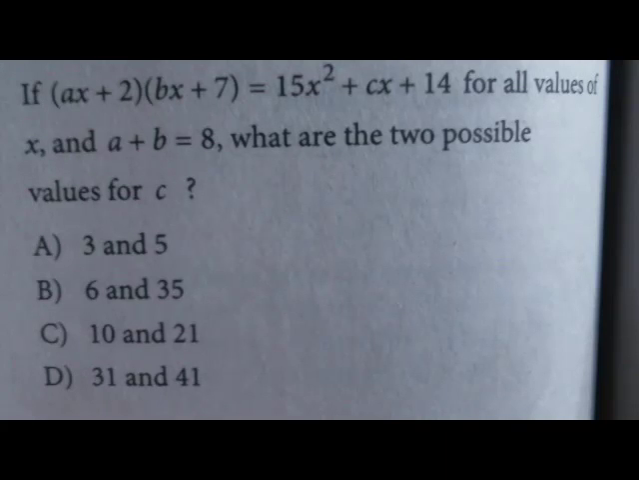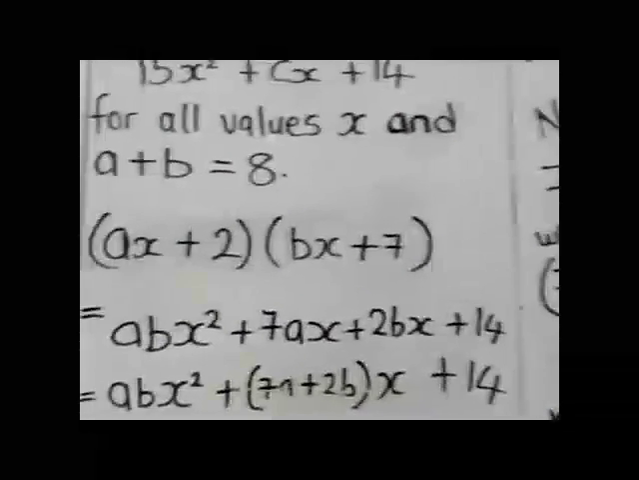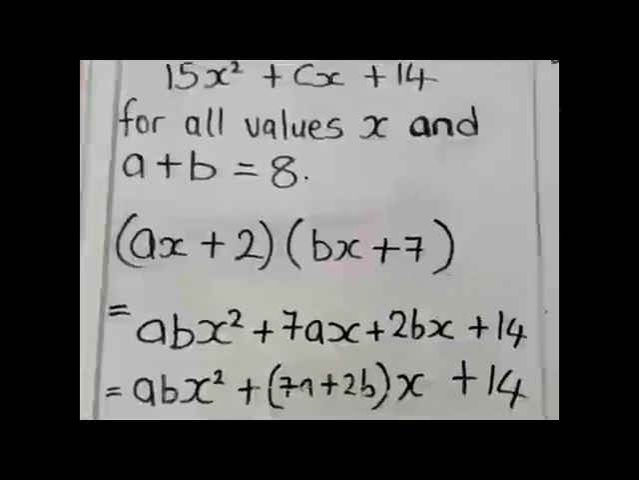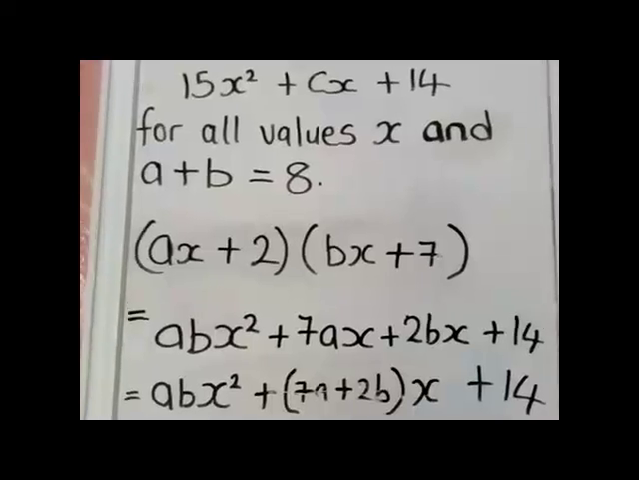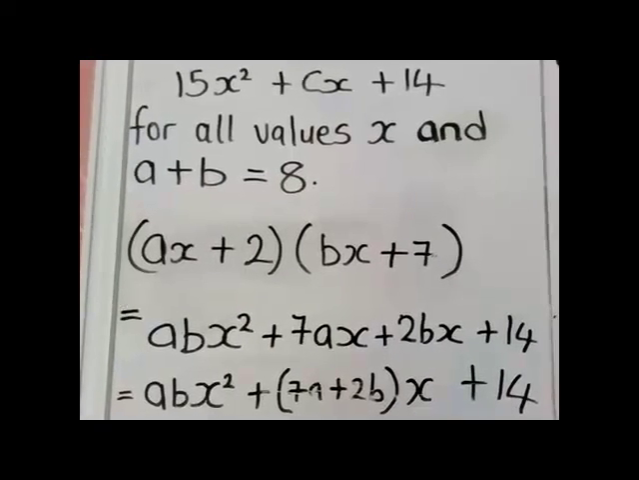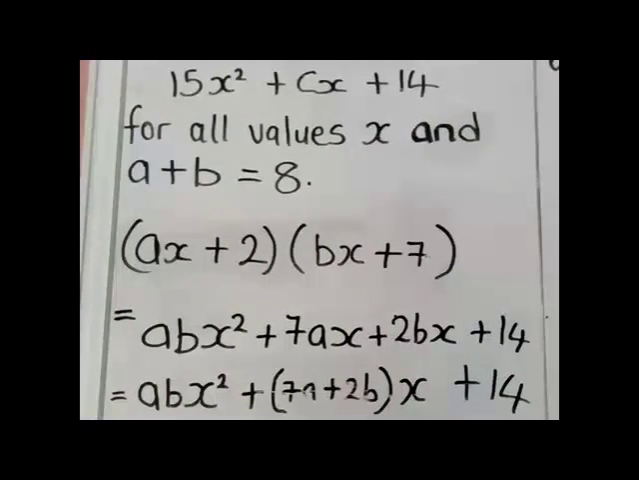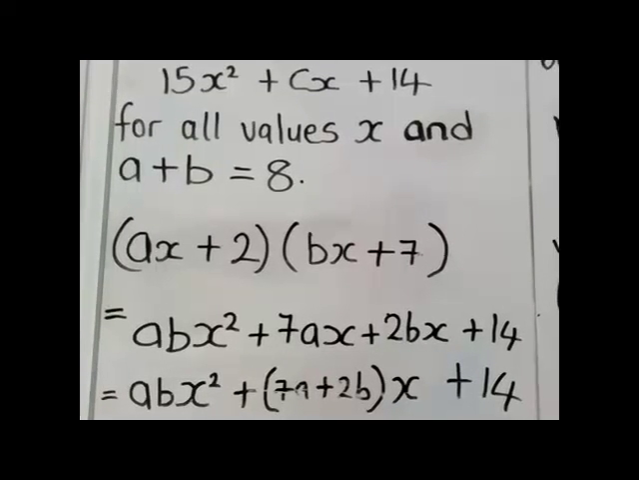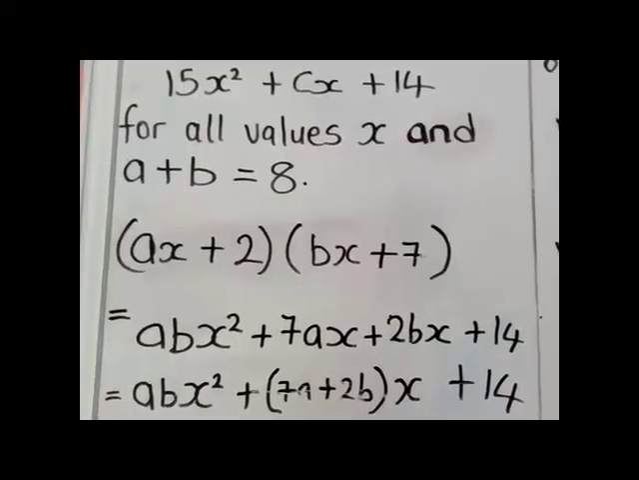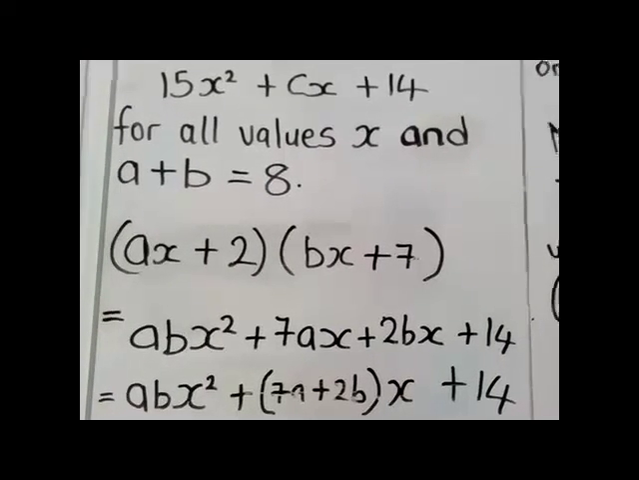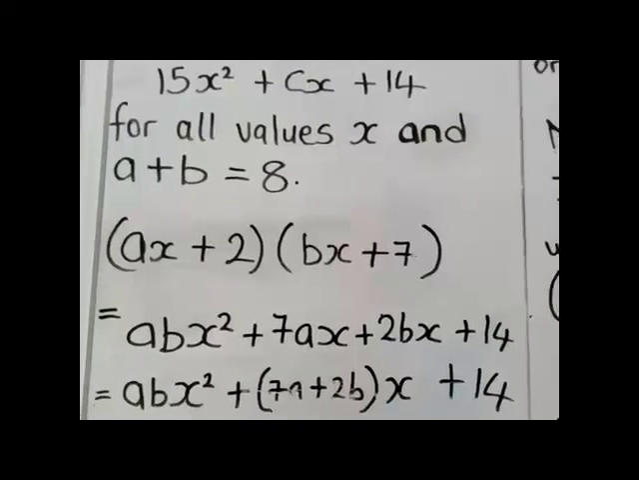So here what we need to do is simplify the equation within the brackets. Okay, so here we need to open up the brackets. So further down, where you have ax plus 2 bracket bx plus 7, here we want to open up the bracket. So let's go ahead.